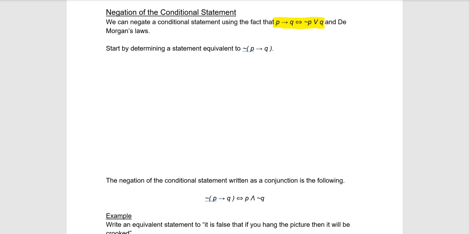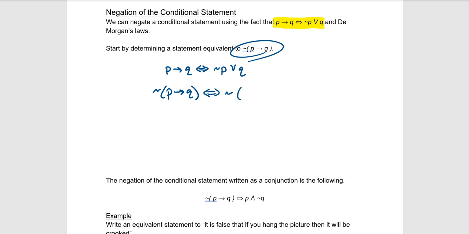So let's start by determining an equivalent statement. We're going to start with what we just wrote down: if P then Q is equivalent to not P or Q. So we need to negate the left-hand side, that whole thing on the left. If we negate that side, that's the same as negating the right side. All I did so far was rewrite our equivalency from the top, and then I negated both sides.